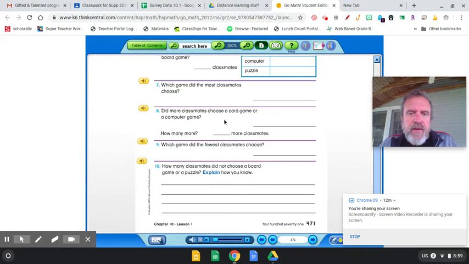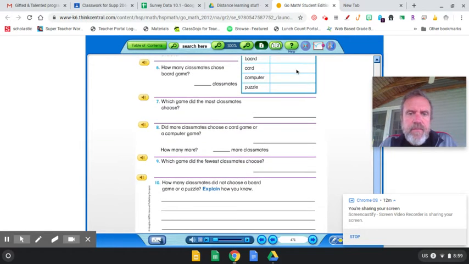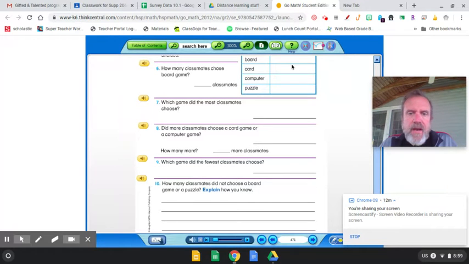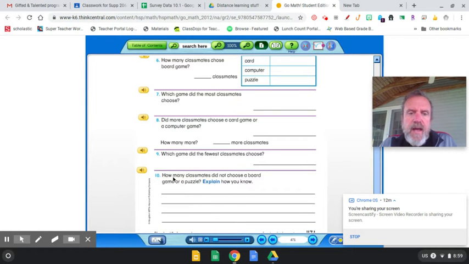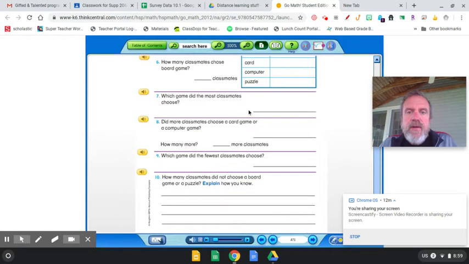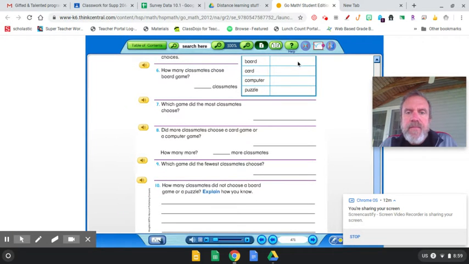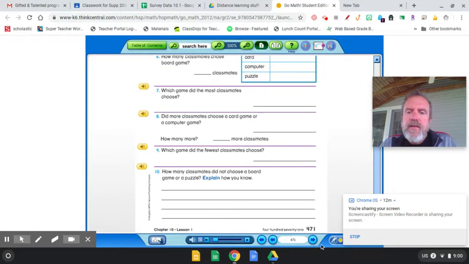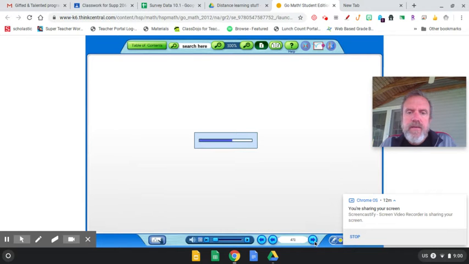But this is really the hard one. So this will be all filled in. And then it's how many chose a board game, count board game. Which did the most choose? Figure that out. Did more choose card or computer? Well, pick which one has most, and then how many more. This one, again, would be the hardest one. How many classmates did not choose a board game or a puzzle? So it's going to be everyone who's not in board game and not in puzzle. So you can even just cover those with a pencil and then count these other ones. You're going to count card and computer, okay? Don't stress. We can do this.